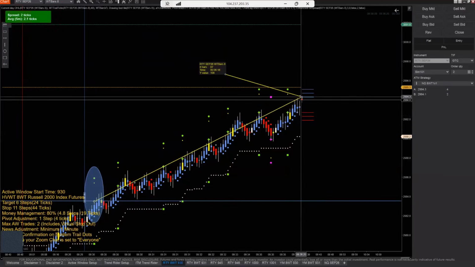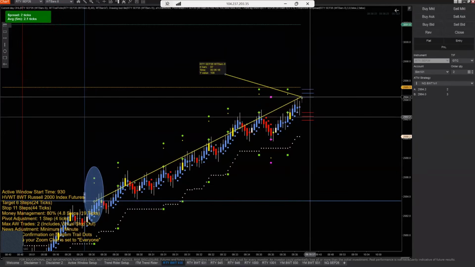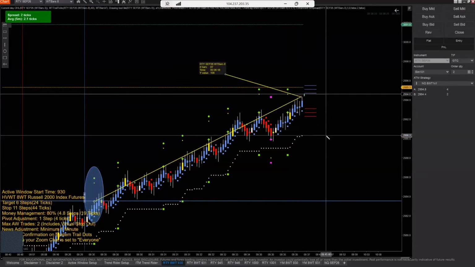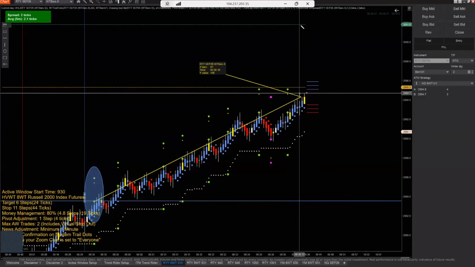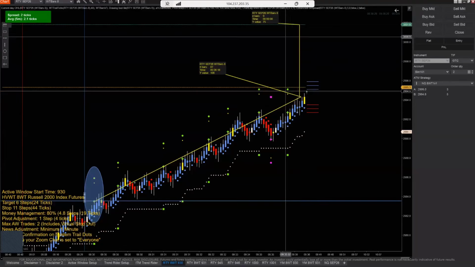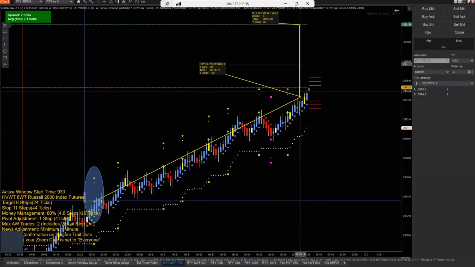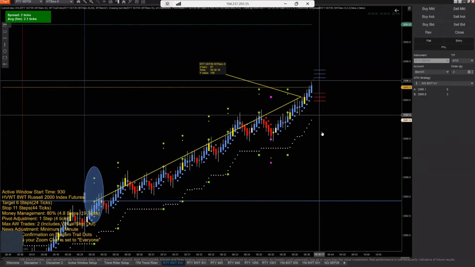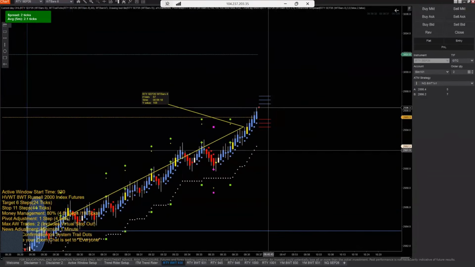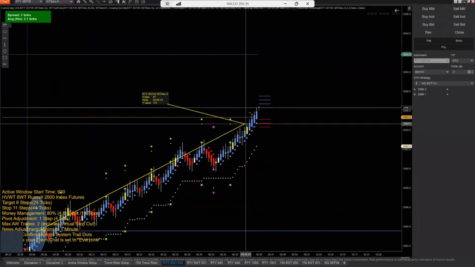Could we get a grand slam? Grand slam would be 200 ticks. We got a little bit of distance to go. Let's see how far away that session high is from this point. 75 ticks, and then we're going to be dealing with that. If we get up there, it is likely we're going to get a big rejection. So just keep that in mind.